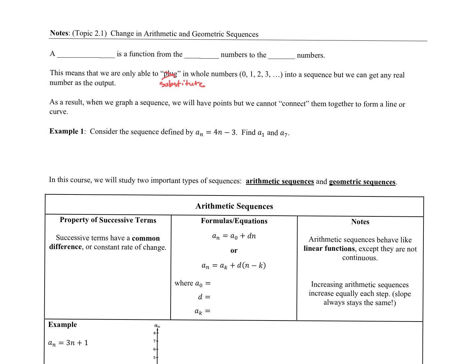A sequence is a function from the whole numbers to the real numbers. This means that we are only able to substitute whole numbers into a sequence, but we can get any real number as the output. As a result, when we graph the sequence, we will have points that we cannot connect together to form a line or a curve.